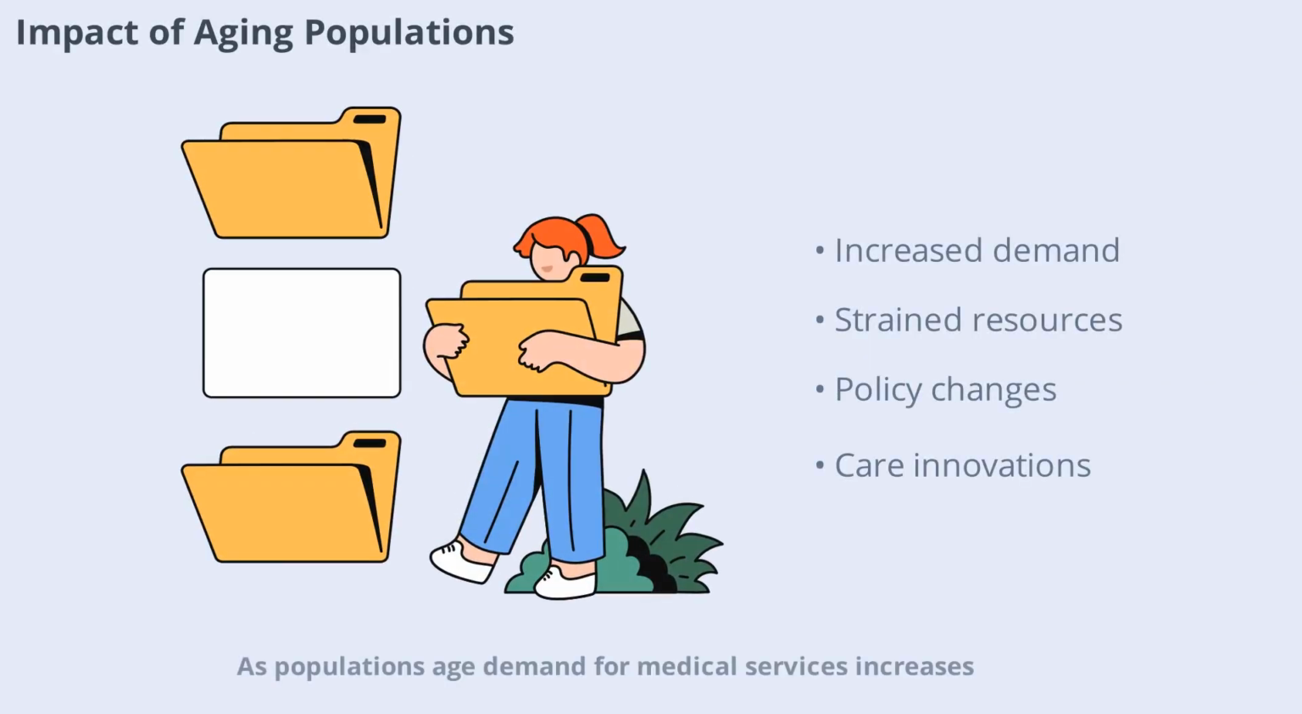As populations age, demand for medical services increases. Older adults typically require more healthcare, from routine checkups to complex surgeries. This rising demand can strain the supply of doctors, nurses, and hospital space. Countries with aging populations often face challenges in meeting these needs, leading to policy changes and innovations in care delivery. Let's explore how aging impacts the balance of supply and demand in healthcare.